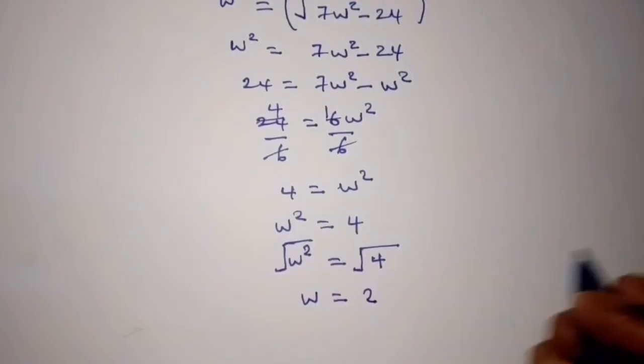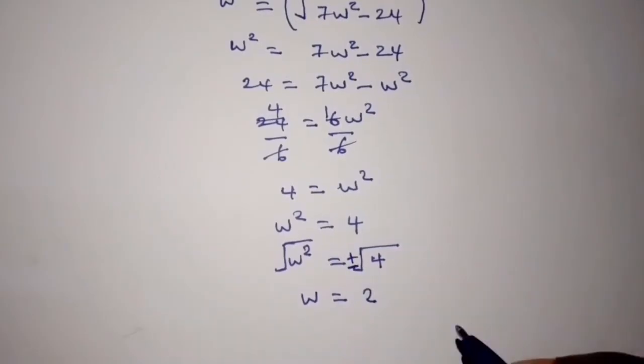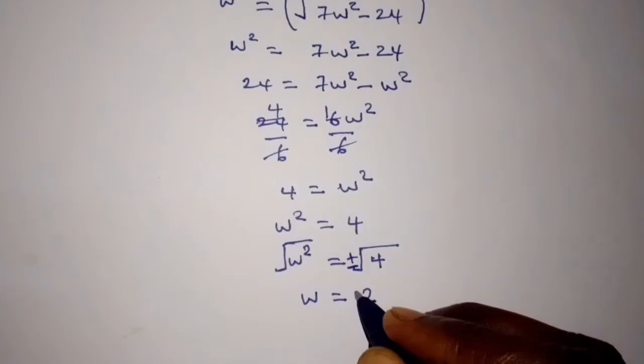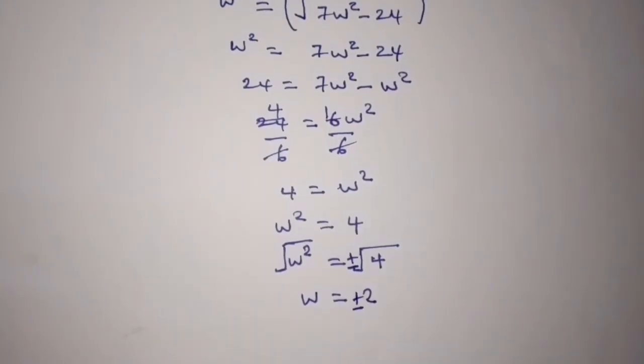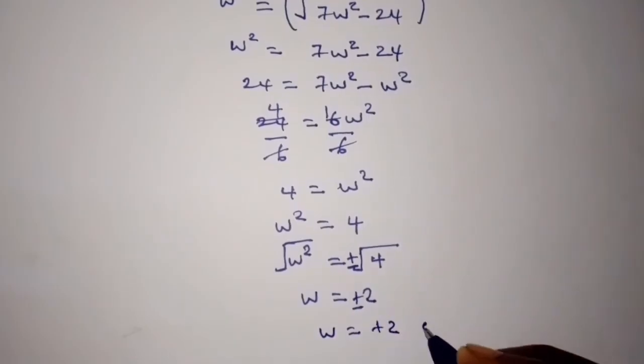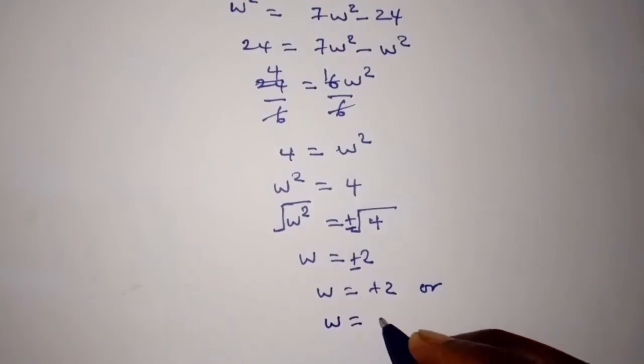So we can say that this is the square root of positive or negative 4, which is giving us W is equal to positive or negative 2. W is equal to positive 2 or W is equal to negative 2.